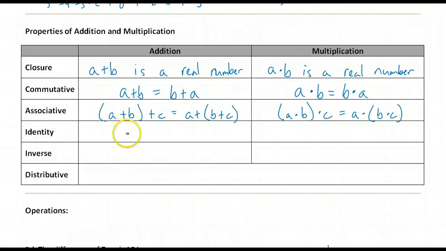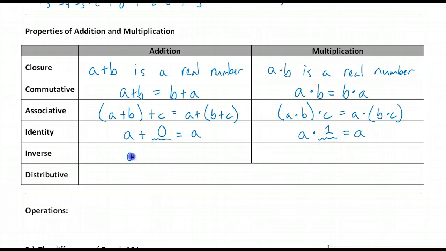The identity property says this. I'm going to start with an integer. I'm going to add something, and for an answer, I want to get that integer back. Well, in the addition world, the additive identity is 0. A plus 0 is A. In the multiplication world, I'm going to start with A and multiply by something to get A for an answer. In the multiplication world, the multiplicative identity is 1.